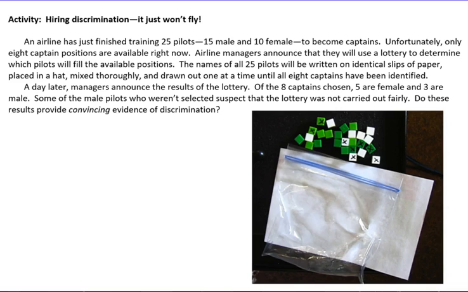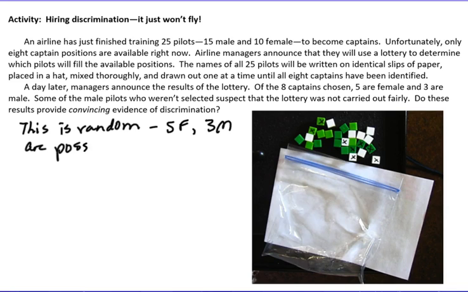When I asked this in class, one student said, "This is random, and it is possible to get 5 female and 3 male in a random selection, so she didn't see any evidence of discrimination." So 5 female and 3 male are possible. So no discrimination. Or at least not enough evidence to show there's discrimination, okay?